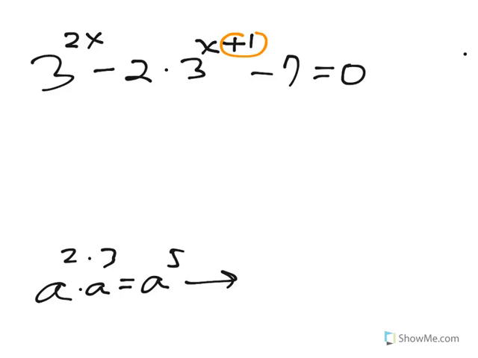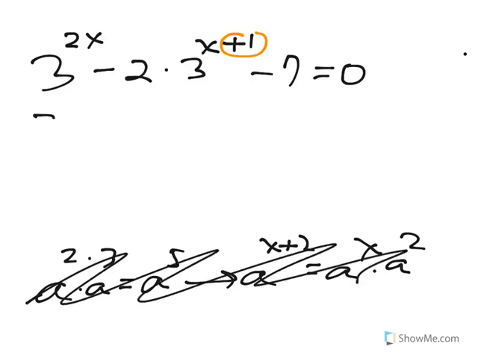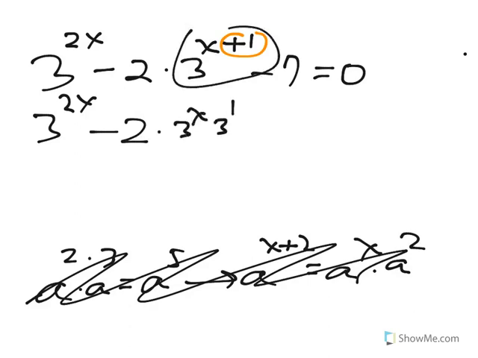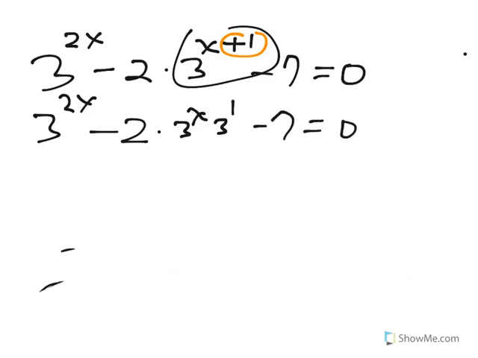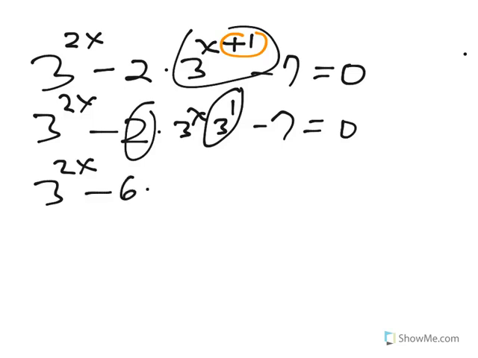Well, you could also go in the other direction. Like if I have a to the x plus 2, I could split it up into a to the x times a squared. And that's exactly what I'm going to do over here. I'm going to leave the 3 to the 2x alone. And this 3 to the x plus 1, I'm going to write as 3 to the x times 3 to the 1. And this 3 to the 1 I can combine with 2, and it turns into 3 to the 2x minus 6 times 3 to the x minus 7 equals 0.